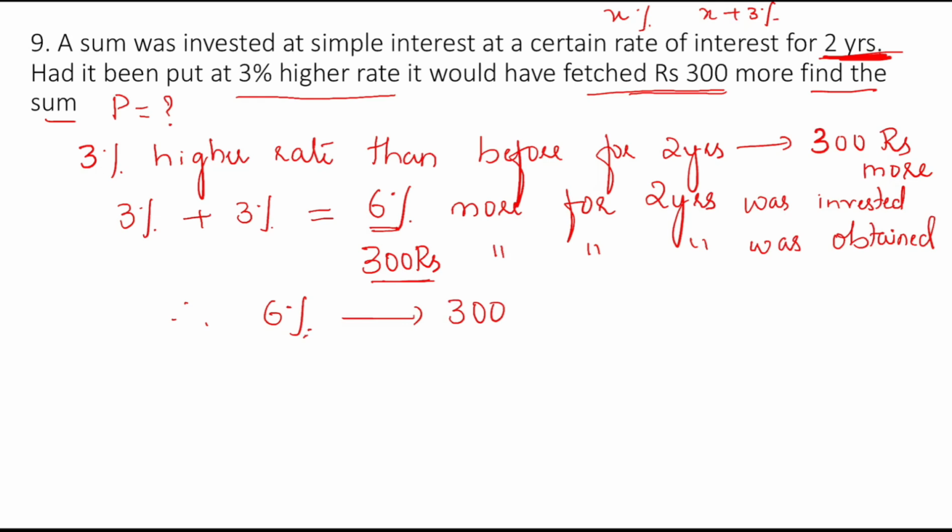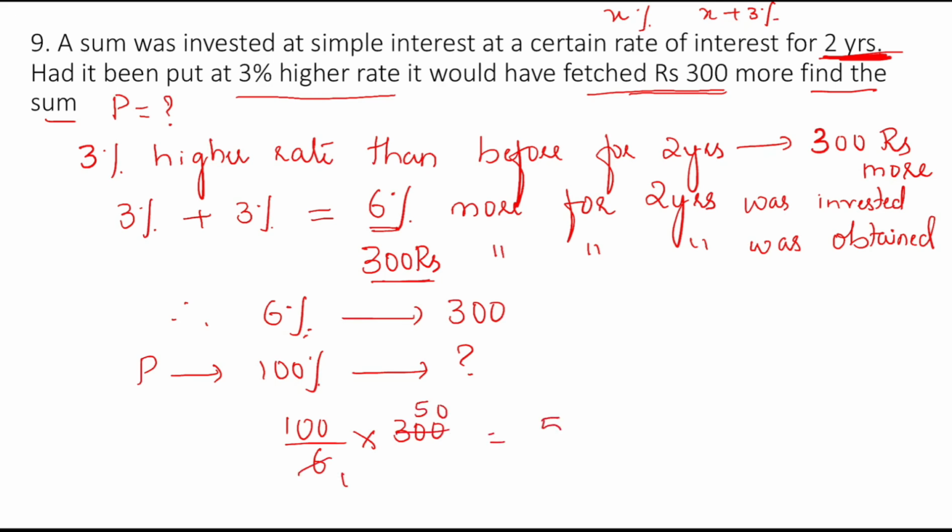So if 6% is 300 rupees, we know that principal is always 100%. So 100% is how much? 100 divided by 6 into 300. 6 1s are 6, 6 5s are 30, and 0. So 50 into 100 is 5,000. So principal was how much? 5,000 rupees. This was the principal.